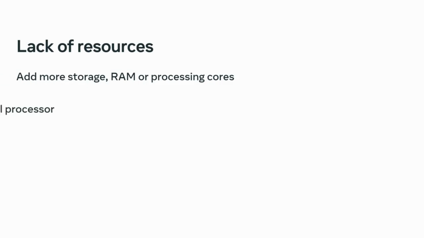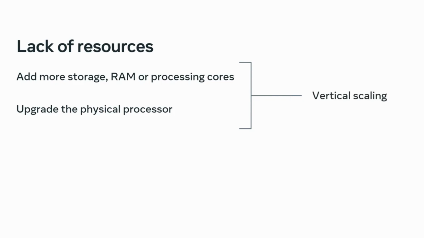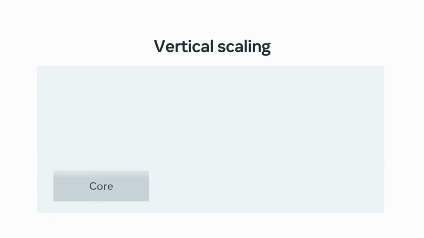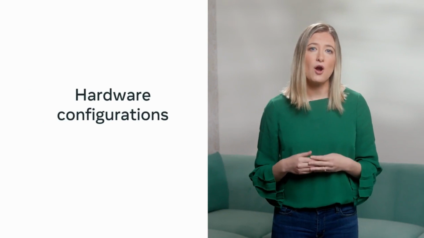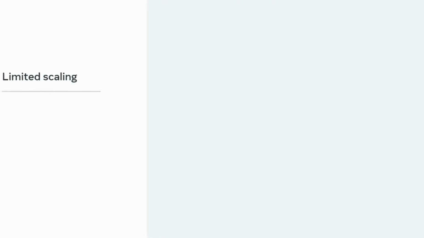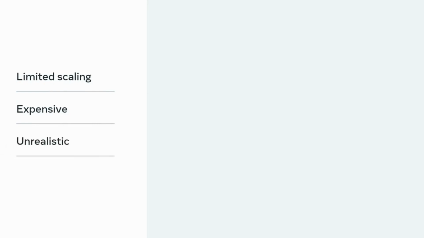If you are failing due to the lack of resources, it's a comparatively easy fix. The solution is to add more storage, RAM, or processing cores to the virtual machine or upgrade the physical processor. This process of adding RAM or CPU or storage is called vertical scaling. But there is a problem with vertical scaling. You cannot add an infinite amount of processor cores, RAM, or storage in a physical machine. How many resources you can add depends on the hardware configurations. Once the limit is reached, you cannot scale anymore. Moreover, adding physical hardware like this can be very expensive and unrealistic over time.